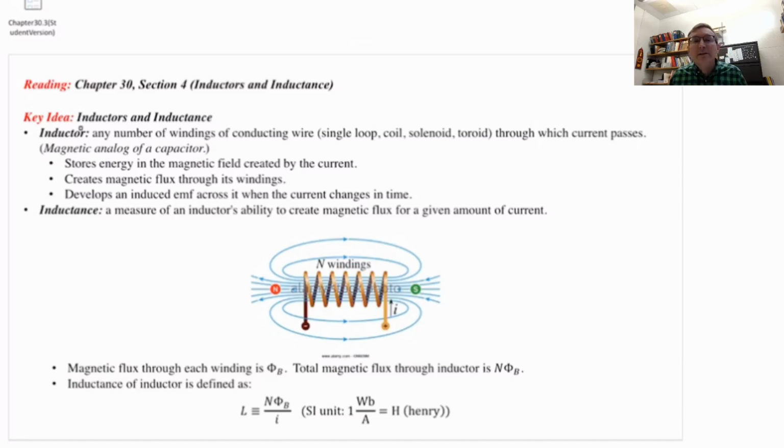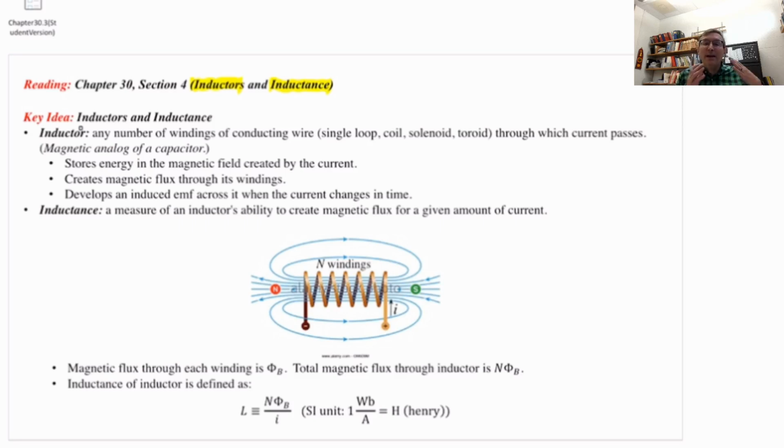Welcome back. This is video lecture 30.3, and we're going to be discussing sections 4, 5, and 6 in chapter 30, where we talk about a new kind of circuit element called an inductor, and the circuit property that it has called inductance. I will tell you right here up front that this new circuit element, inductor, and its property, inductance, is the magnetic analog of another circuit element we've already studied a lot, a capacitor, with its property, capacitance.